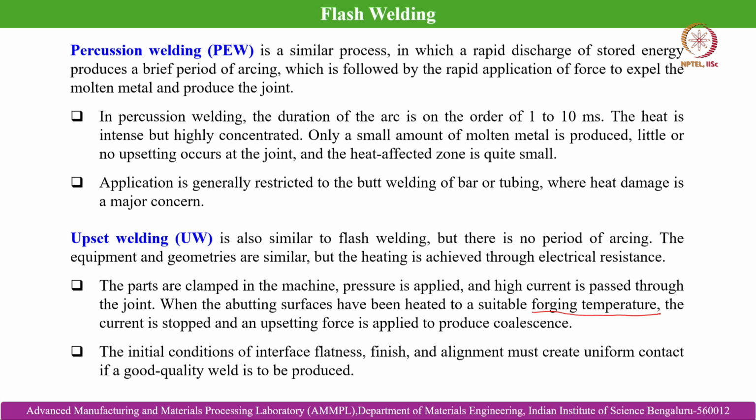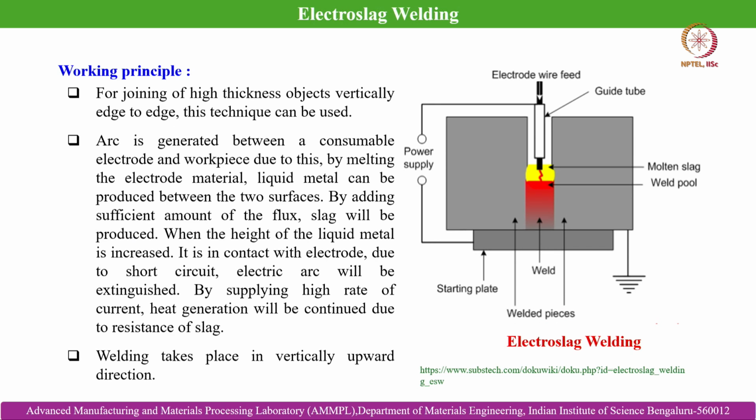So, the initial conditions of interface flatness, finish and alignment must create uniform contact if a good quality weld is to be developed by the offset welding route. Okay. So, moving on, we will go to now electroslag welding.